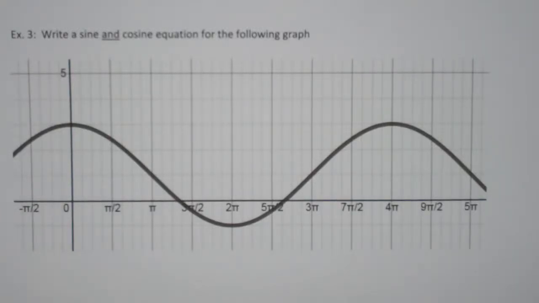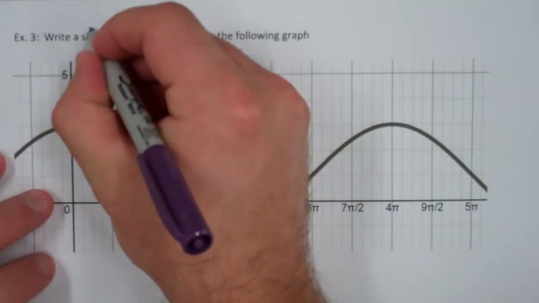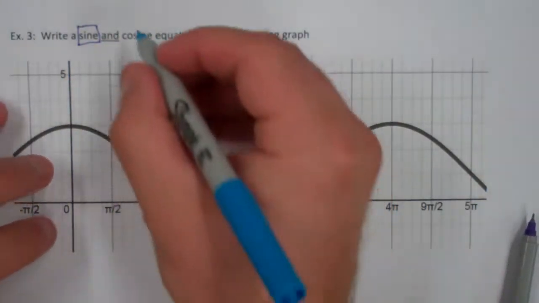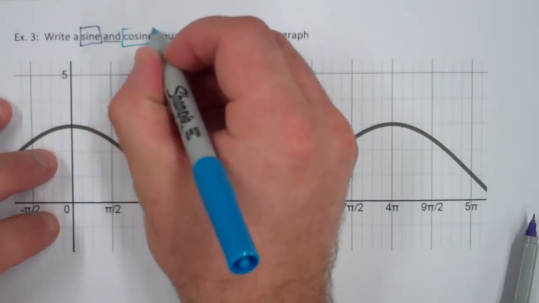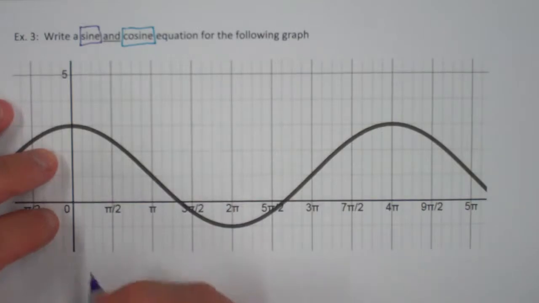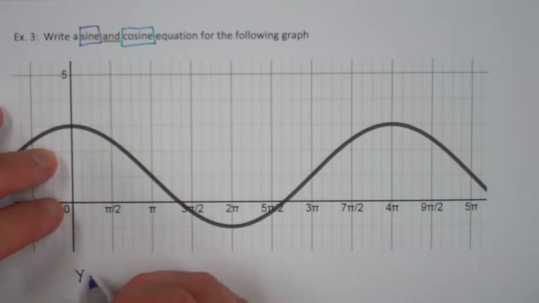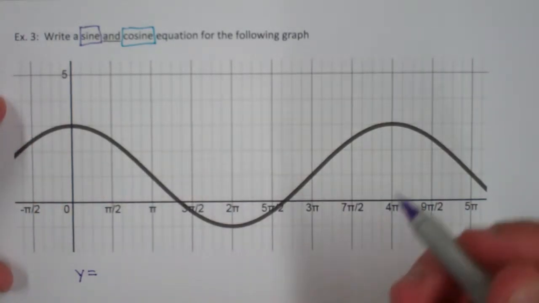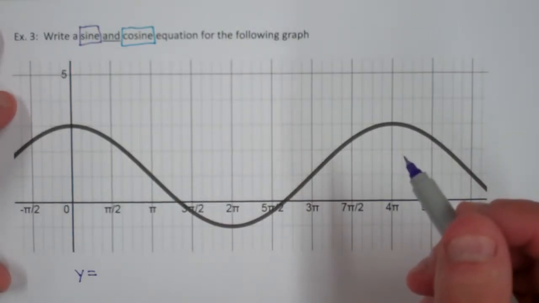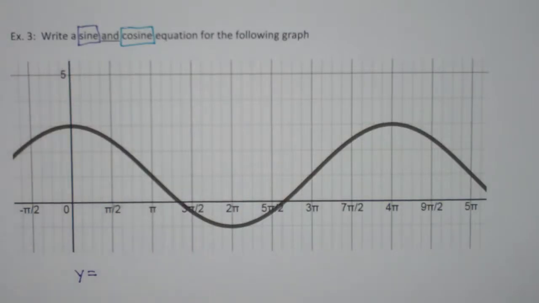In example 3, we need to write both a sine, and I'm going to do the sine in purple, and a cosine equation for the graph. So let's try the sine first. So we've got y is equal to, we need to figure out what the amplitude is, and then we can also figure out the vertical shift at the same time.